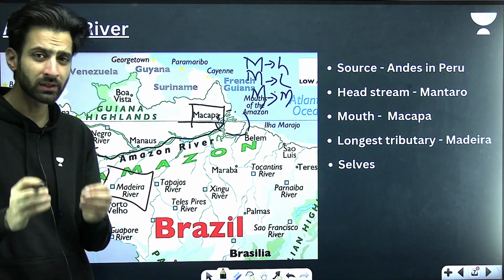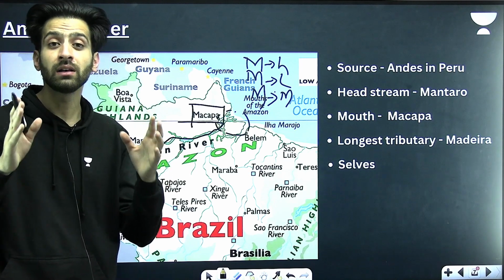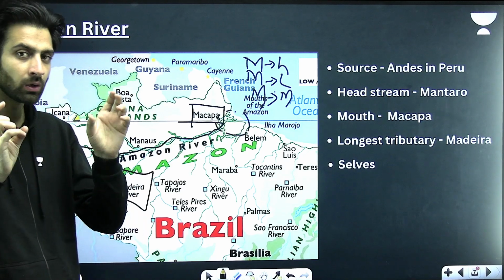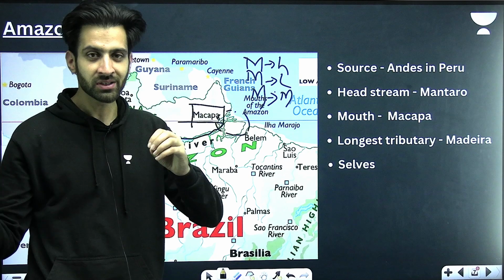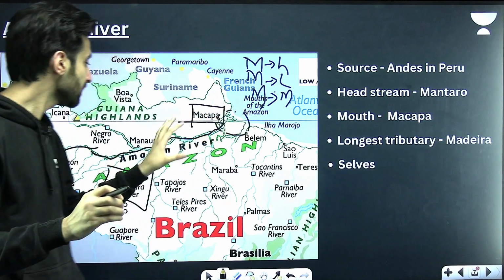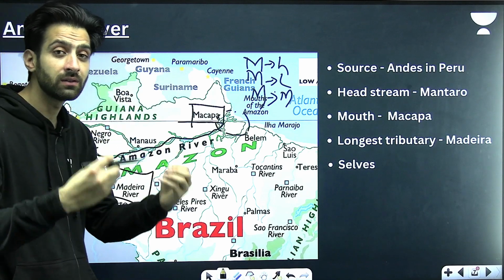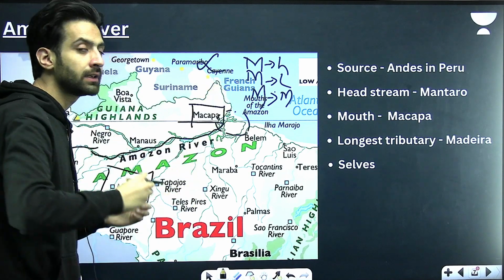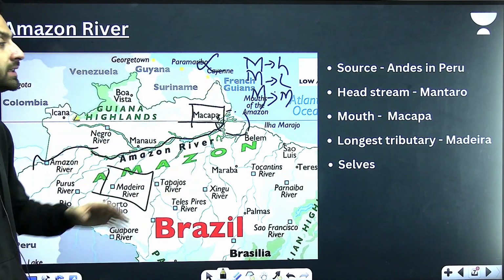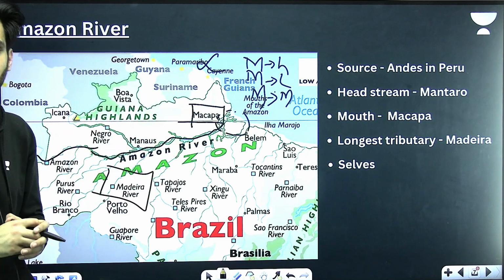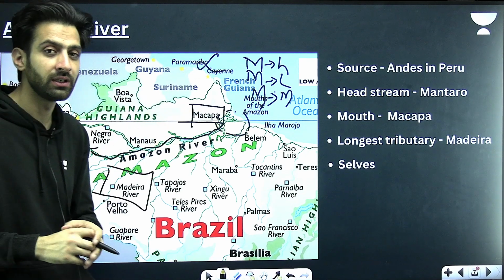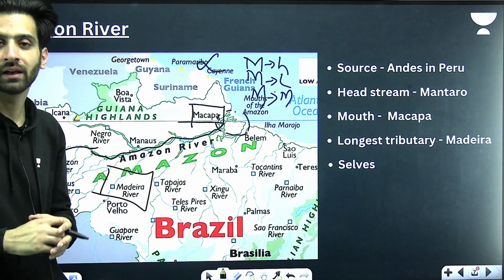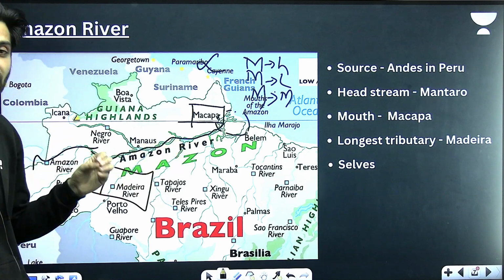Now you need to know a few more things about the Amazon River. It is the largest river in the world. Don't get confused between the longest and the largest. Largest is different and longest is different. Amazon is the largest river in the world in terms of volume. Longest river in the world is in terms of length. I have already discussed the longest river in the world when we were discussing the African continent. You tell me in the comments which is the longest river in the world, and Amazon is the largest river.